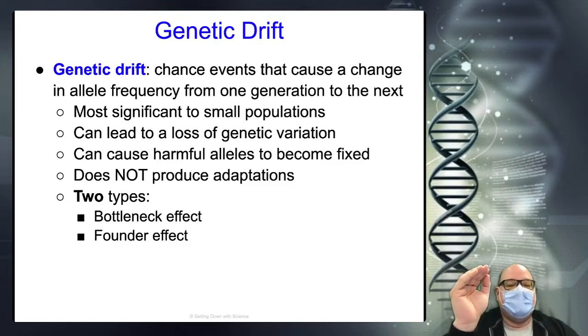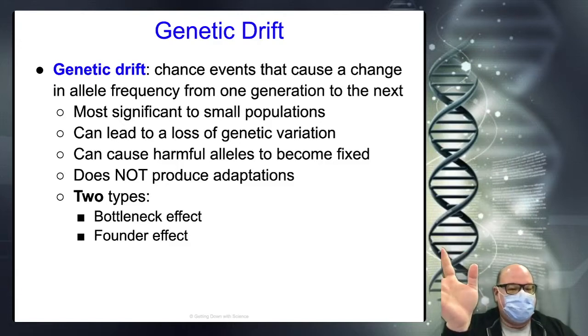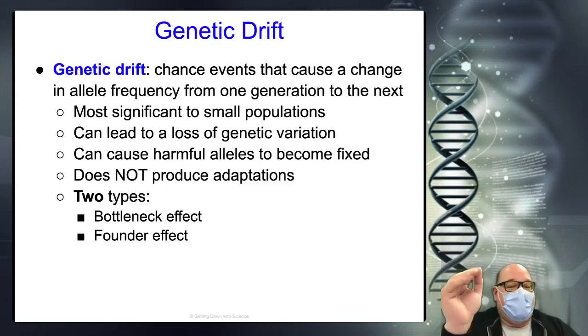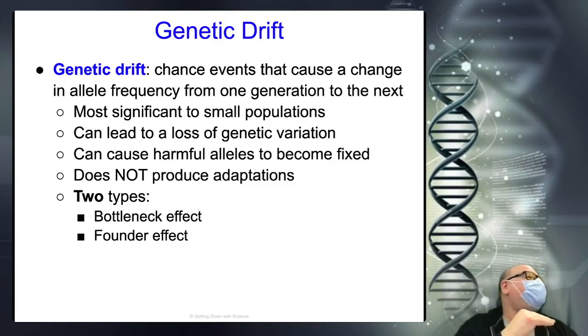So genetic drift might happen in a small population. Let's say there's a gene, big A, little a, and in one generation, little a just doesn't show up very often. That could be genetic drift, because in the next generation it's going to show up even less often.